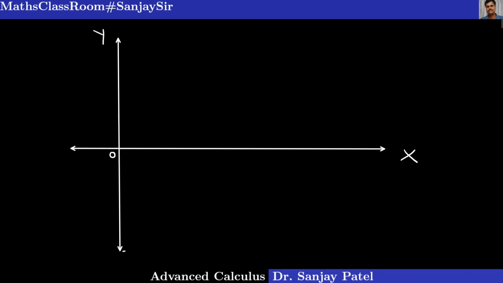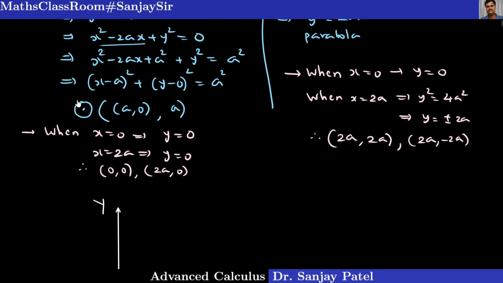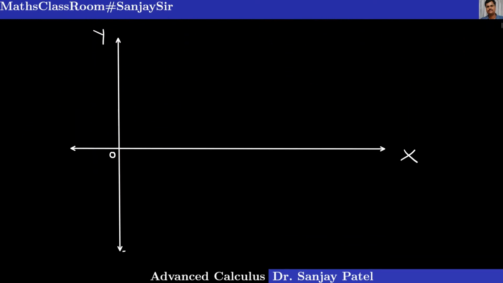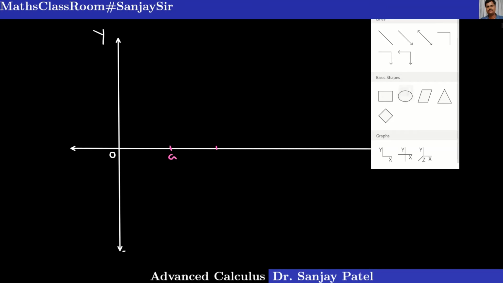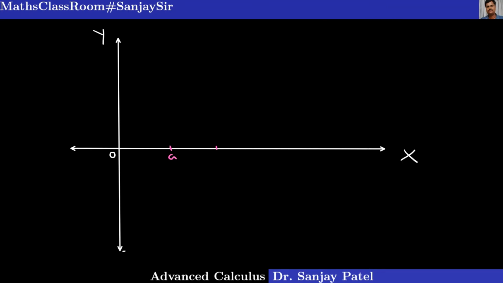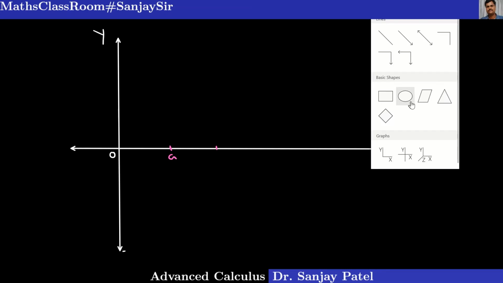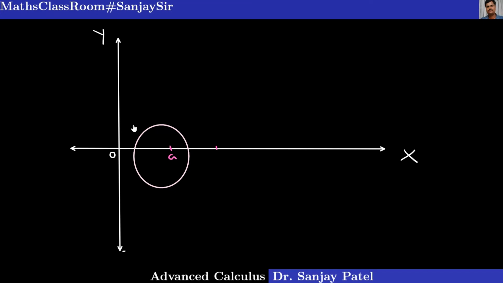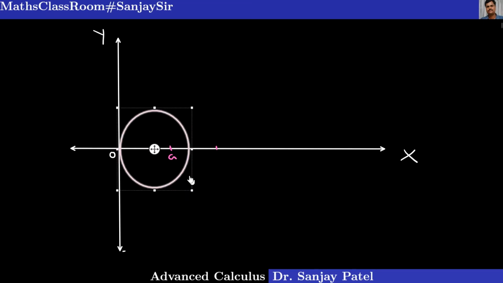And first of all, I will draw the circle. The circle has the center, remember now, a comma 0 and the radius is a. Center is a, 0, that is on the x-axis, and the radius is a. So I can take a and a comma 0 somewhere here. Suppose this distance is a and its double is this 2a. Let us draw a circle somewhere here, a circle with center a comma 0, so let me draw a circle like this.